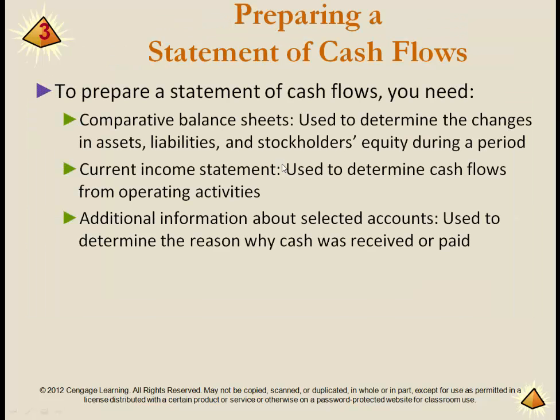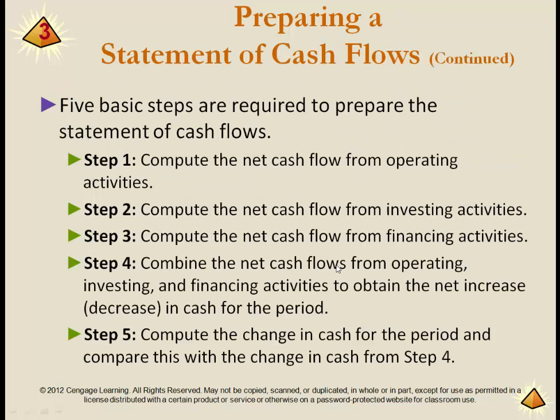So what do we need? We need comparative balance sheets. We need the stockholders' equity section of the balance sheet. We want to use the current income statement to determine the cash flows from operations. And we want to look at some other stuff as well. So we're going to start with 5 basic steps. Really what we're doing is operating, investing, financing, adding them all up and comparing them for the cash in the period. That's really the biggest steps here.